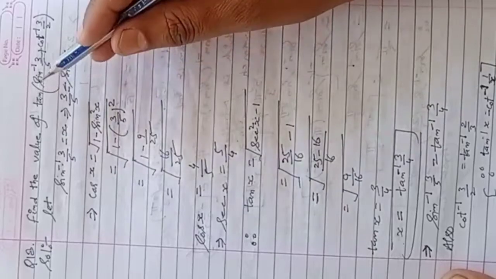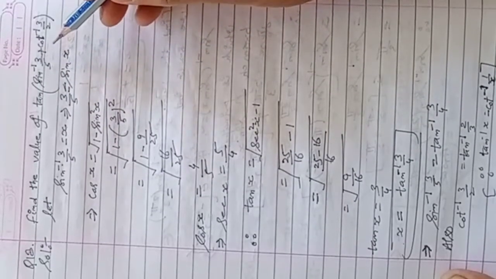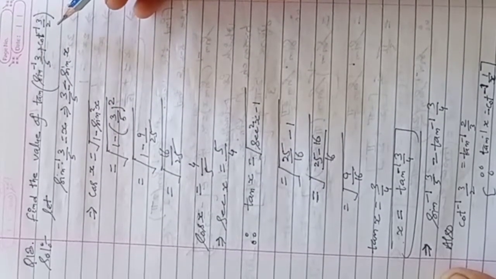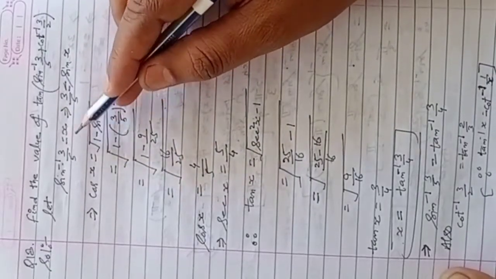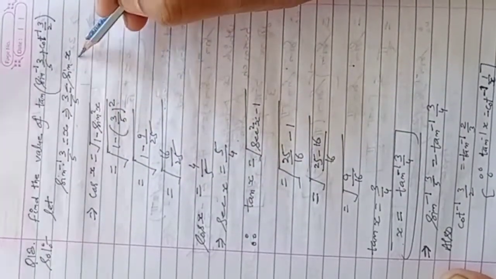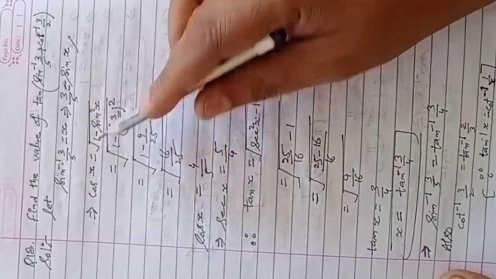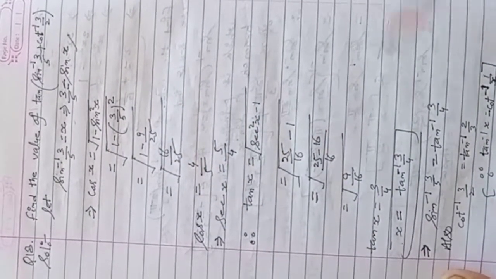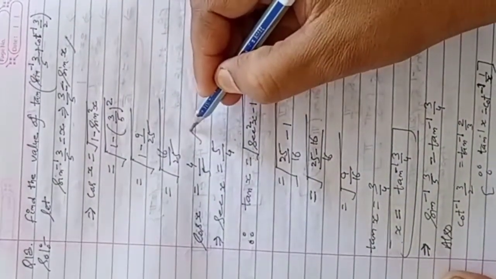Question number 18. Find the value of tan (sin inverse 3 upon 5 plus cot inverse 3 upon 2). So let sin inverse 3 upon 5 is equal to x. So 3 upon 5 will be sin x. And by this formula, cos x is equal to under root 1 minus sin square x. We will find the value of cos. It is 4 upon 5.